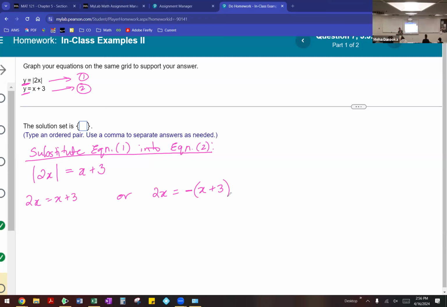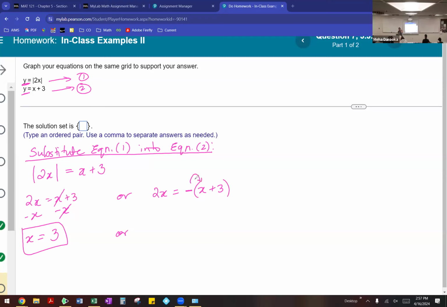All right, simplify, get your x by itself. So I'm gonna go ahead and start by subtracting x. Move it to the left-hand side, so that will be 2 minus 1, which will be 1x or just x. This guy cancels out, leaving us with 3. So we get x equals 3 from one side.